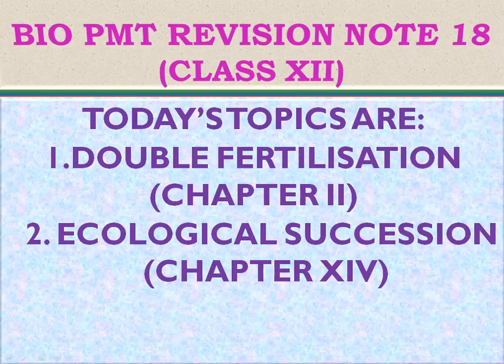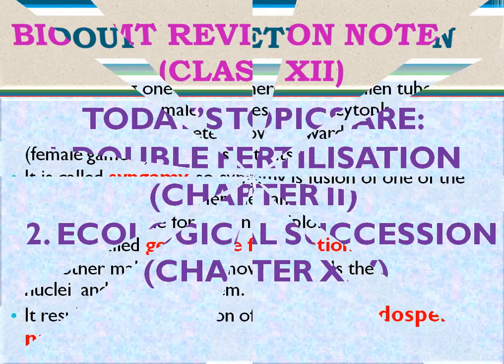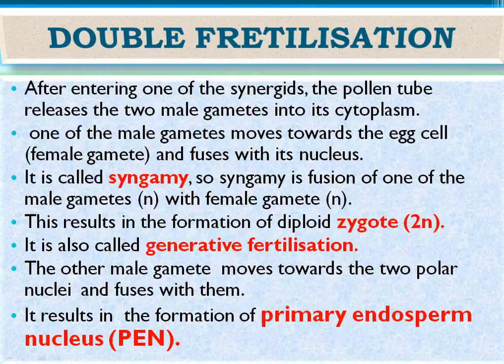I have these topics from class 12th biology which are crucial for board as well as all pre-medical exams. Today's topics for discussion are double fertilization from chapter 2 and ecological succession from chapter 14. First one is double fertilization from chapter 2, that is sexual reproduction in flowering plants.